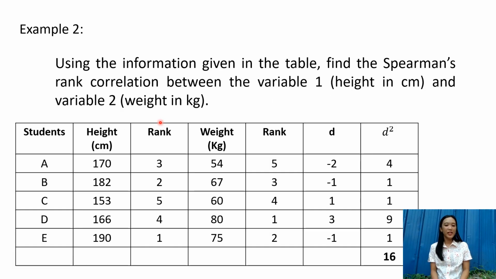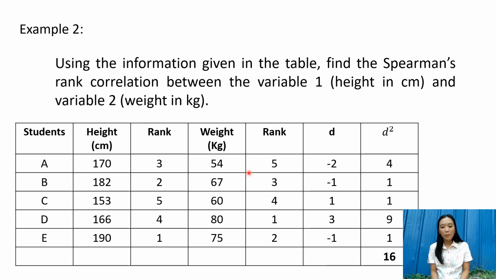Using the information given in the table, find the Spearman's rank correlation between variable 1, which is height in centimeter, and variable 2, which is weight in kilogram. In variable 1, student E ranked first with 190 centimeter height, student B ranked second with 182, student A ranked third with 170, student D ranked fourth with 166, and student C ranked fifth with 153 centimeter in height.